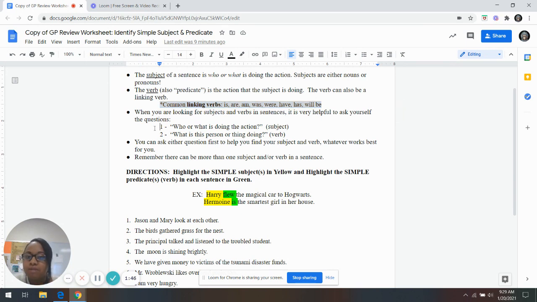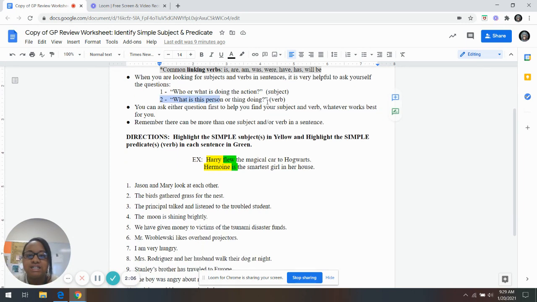For this part, here's what I would suggest. You can ask either of these two questions in any order, whatever works best for you. But if you want to find your subject, I tend to ask myself who or what is doing the action, which can still include a linking verb, is, are, am, was, were, etc. If I want to find the verb, I usually ask myself, what is this person, place, or thing doing? And then that helps me find my verb.